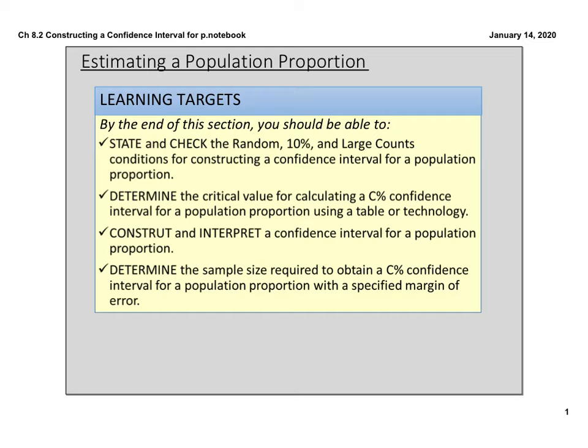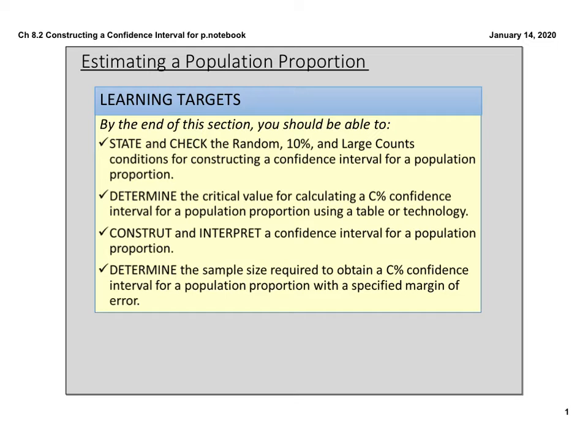This is the first part of section 8.2 in our book. Today we are talking about how to actually construct a confidence interval. In section 8.1, you learned what a confidence interval was and how we speak about them and what it's representing. Today we're going to actually talk about how do we find one of those confidence intervals? How do we construct them?